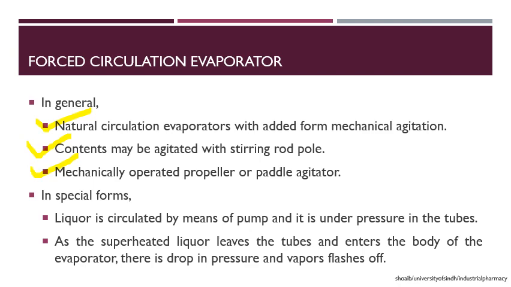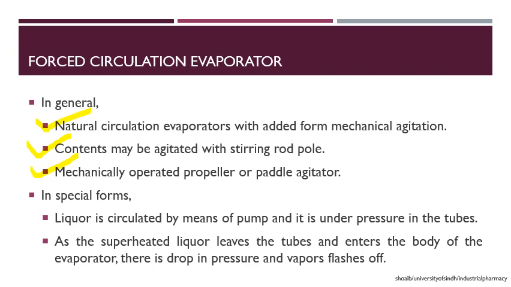These are different types of propellers and paddle agitators you might have discussed in the chapter on mixing. These propellers and agitators will be used to move the bulk of the liquid, so the liquid from the bottom comes to the top, and the whole of the liquid is heated properly and the evaporation takes place from the whole of the liquid. As we have seen in the natural circulation evaporators, the evaporation was taking place only from the surface of the liquid. That's why the process was much slower.